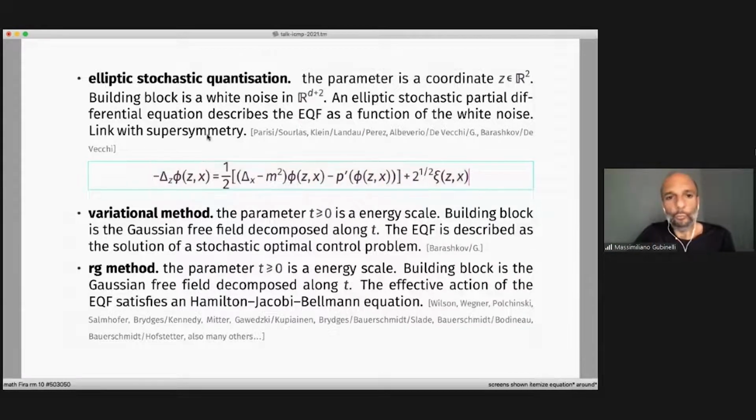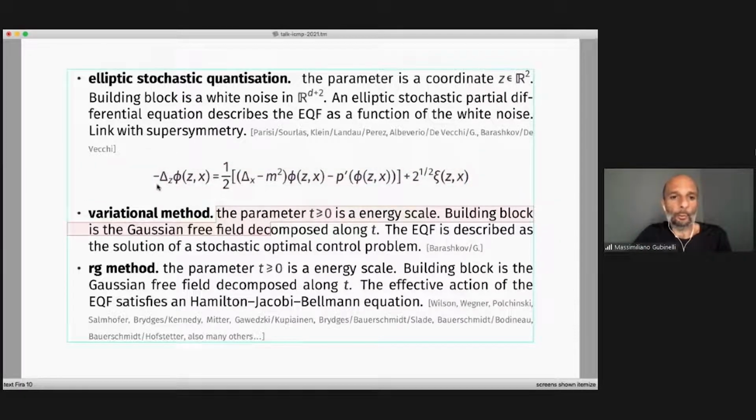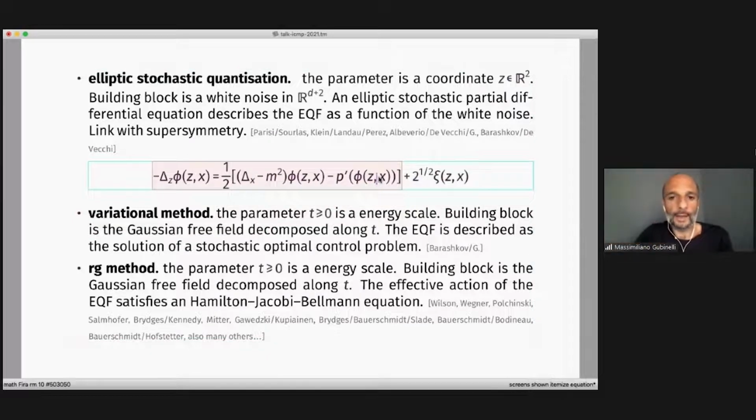And there are some progress in the study of this elliptic equation. Even the link with the Gibbs measure, it's not so obvious to write it down. It requires some supersymmetry, which maybe has a link with the next talk in this session. And then there are two other methods, which have nothing to do essentially with equations of this kind, with stochastic partial differential equation in some sense.